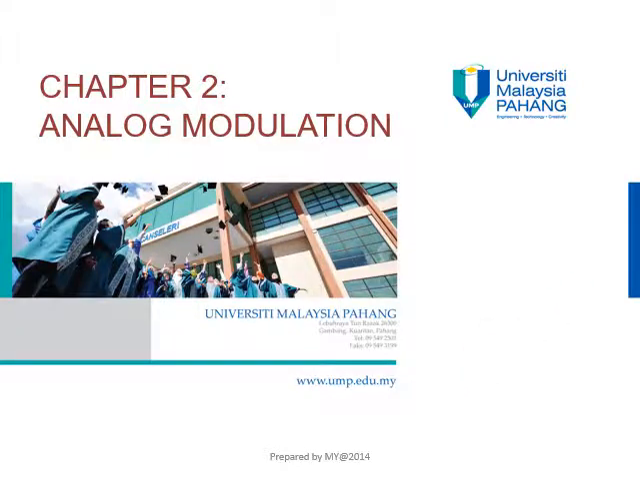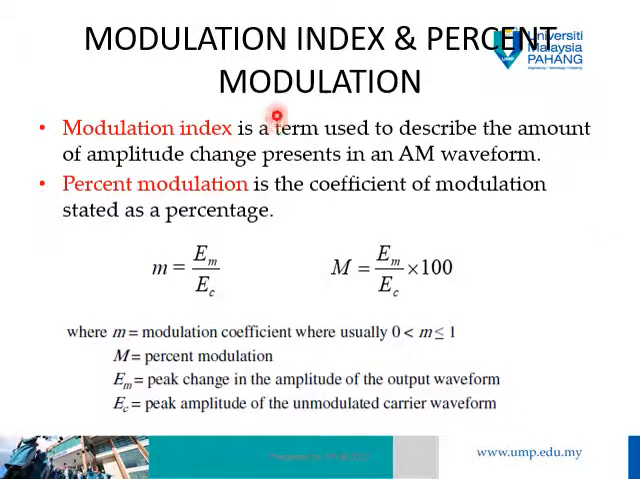So, modulation index and percent modulation. We have discussed modulation index. Modulation index is a term used to describe the amount of amplitude change present in an AM waveform. Percent modulation is the coefficient of modulation index stated in percentage. So it is the same.